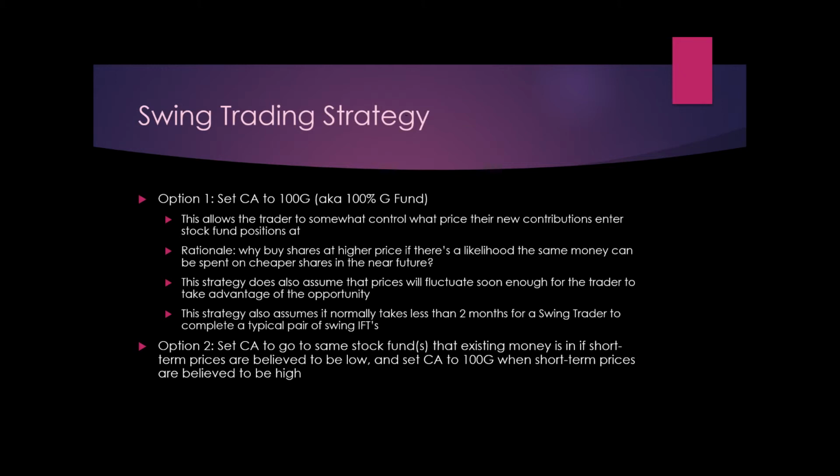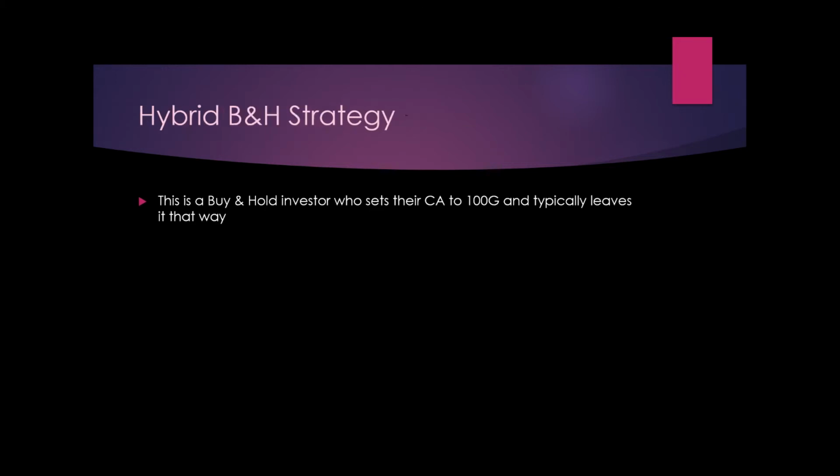All right, so moving on, the hybrid buy and hold strategy is, like I mentioned earlier, basically a hybrid between a buy and hold investor and a swing trader. Now, a hybrid buy and hold investor keeps their existing money right where it already is. So if you're following, say, 65% C, 35% S, you'd stay that way.